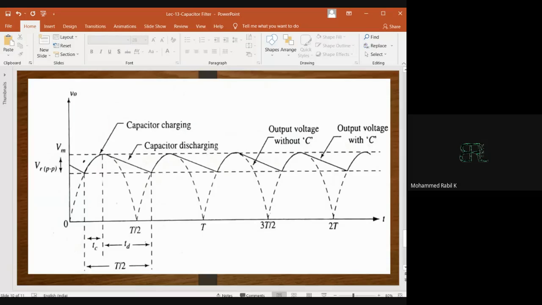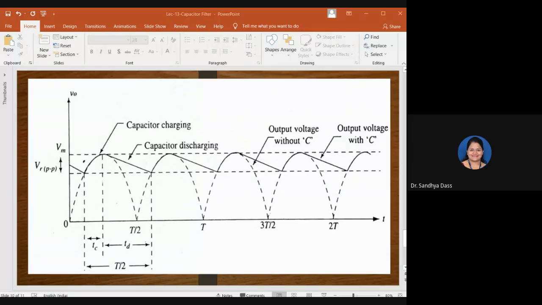It's 1.21. Yes, correct. Or otherwise 121%, right? So we say 121% of AC component is present in the DC output, isn't it? Who answered this, Melroy or Rabil? Rabil. Okay. Melroy, you didn't answer.